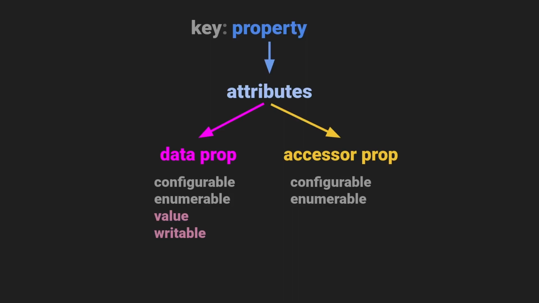Data properties are used to store data. They have 2 other attributes: the value attribute, which contains the data we want to store. The data can be of any type. It can be a primitive, an object, or a function. Data props also have the writable flag, which controls the ability to modify the data stored in the value attribute. Data props require both of these attributes. An accessor property associates a key with 1 or 2 accessor functions. The accessor functions are used to store or retrieve a value.